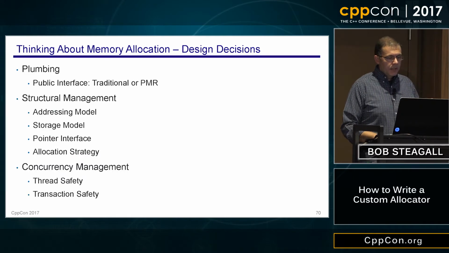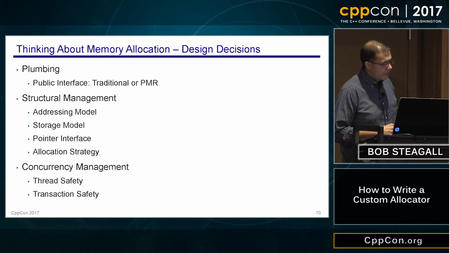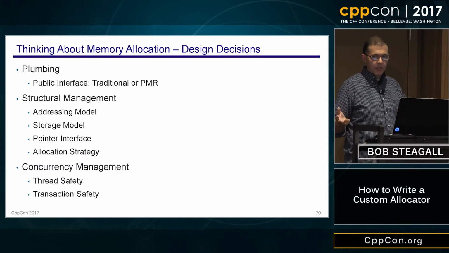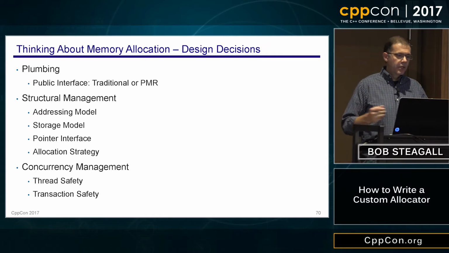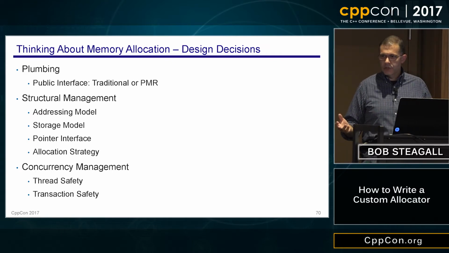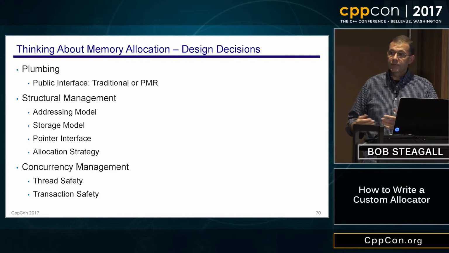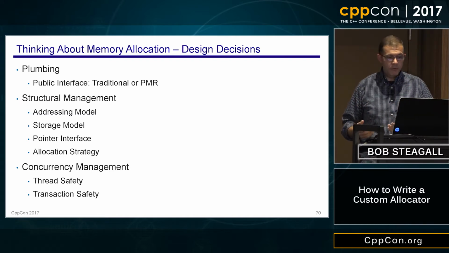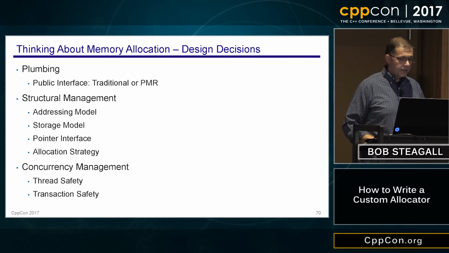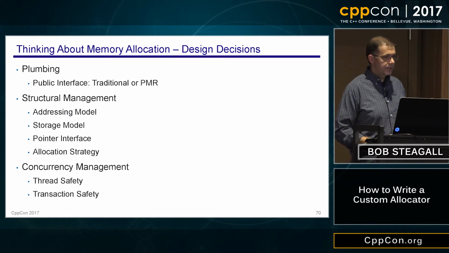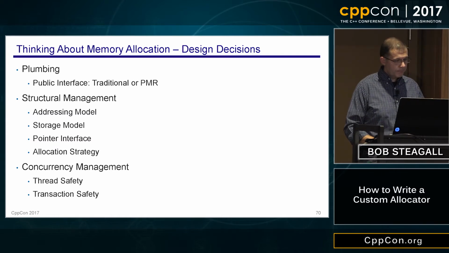So, design decisions. First thing you want to think about is the plumbing question, the big plumbing question. Do you need to write a traditional allocator with all of that stuff in it? Or do you want to create a new memory resource and just reuse the PMR? These days, I would recommend start with PMR first. It's a lot easier, it's a lot simpler.